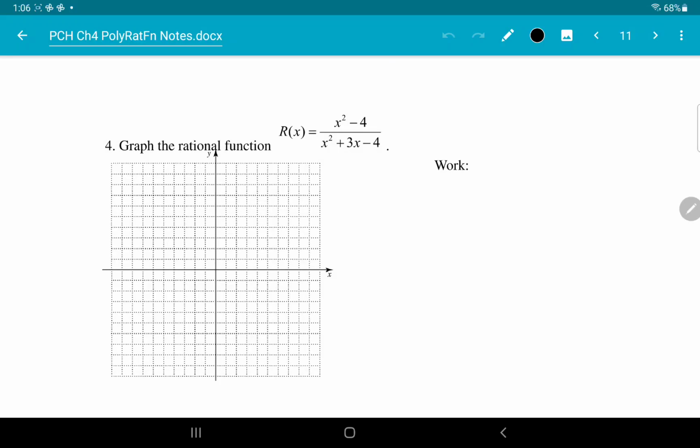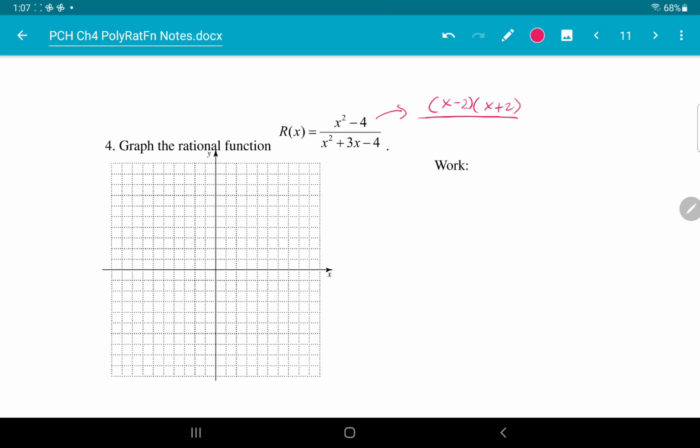In this video, we're going to examine how to graph rational functions. As we take a look at this first rational function, the first thing we should do is factor all the polynomials, both on the numerator and the denominator. So I'm going to go ahead and do that. We're going to start off with the numerator. This is the same thing as x minus 2 times x plus 2.